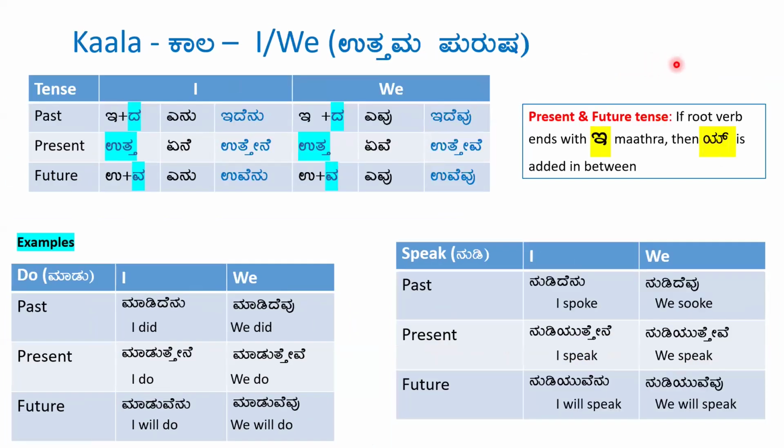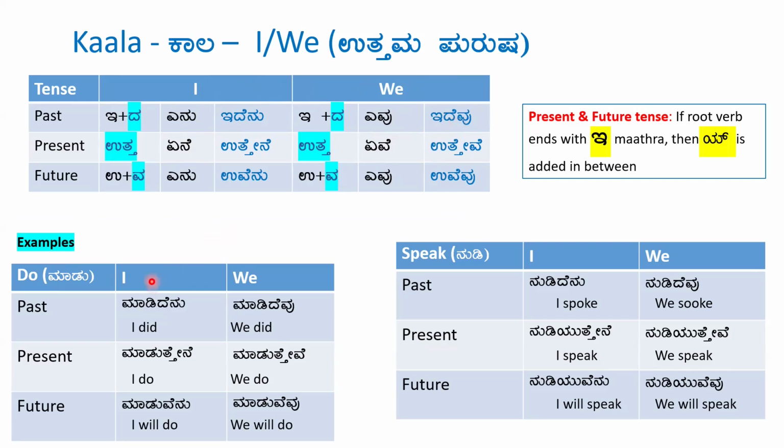Now let's see Kaalagalu for I and we. If the action is done by me, then the first column indicates the Kalasuchaka pratyaya, second column indicates the Akhyata pratyaya, third column indicates the combination of Kalasuchaka and Akhyata pratyaya for I. And if the action is done by us, here the first column indicates the Kalasuchaka, second column indicates the Akhyata, third column indicates the combination of Kalasuchaka and Akhyata. So let's see with an example.